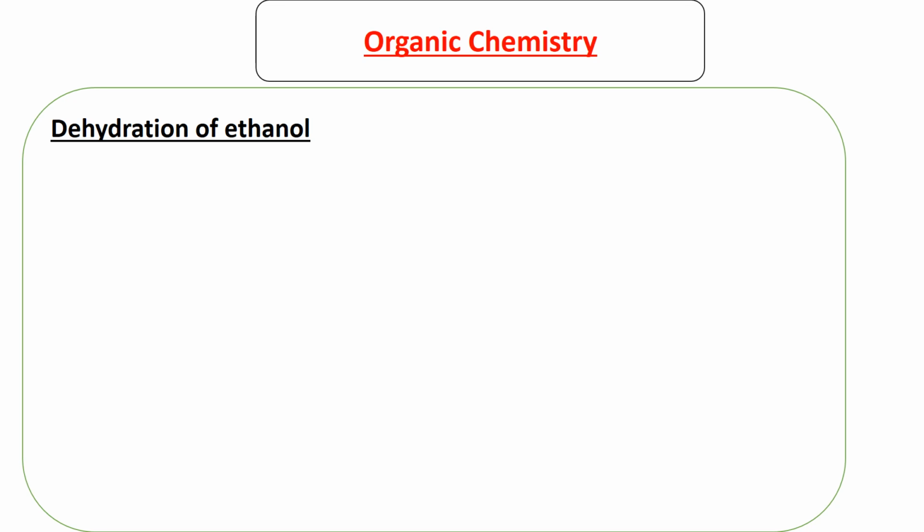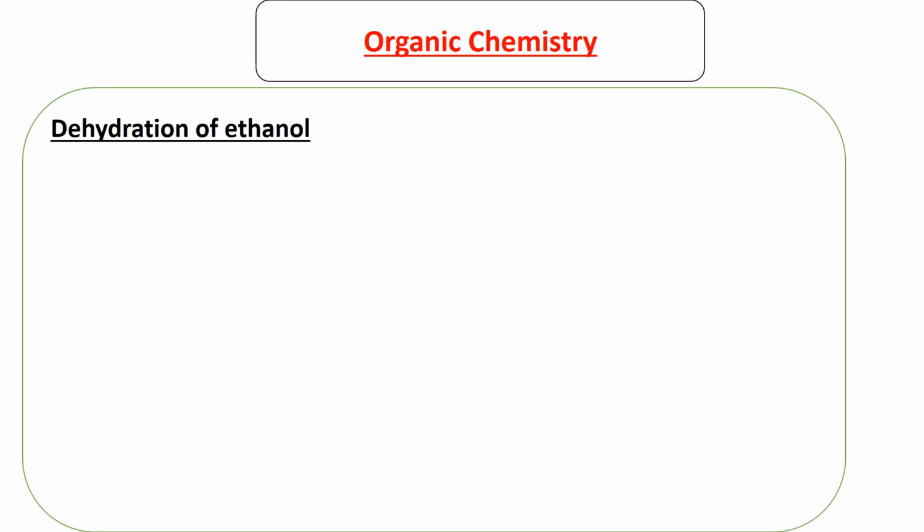Next, we're going to take a look at the second method used to prepare alkenes. This one is called dehydration of ethanol. Ethanol is an organic compound that we're going to take a look at next when we will be studying alcohols. Even though we haven't looked at it yet, we're going to use it because it is used in the preparation of ethene. So we're going to study it.